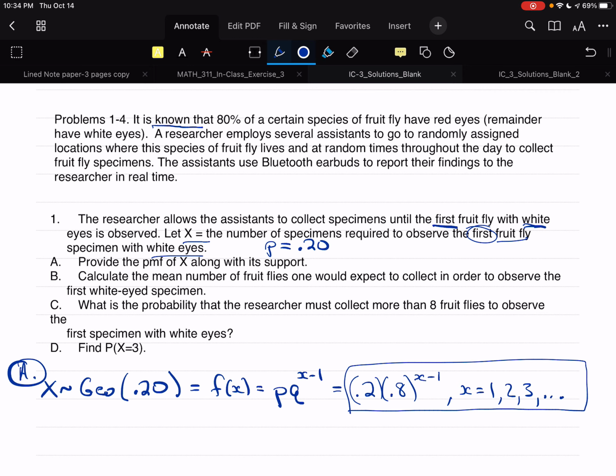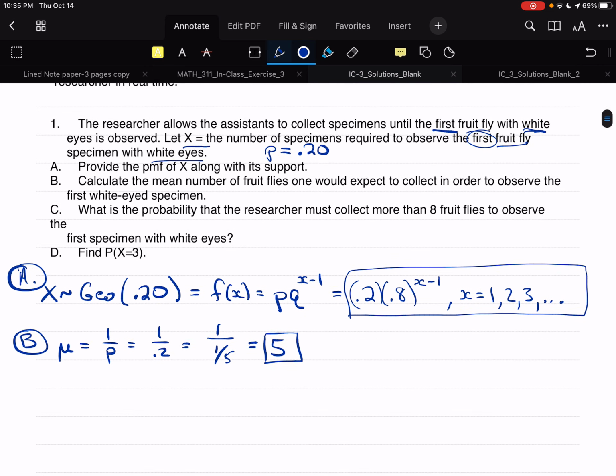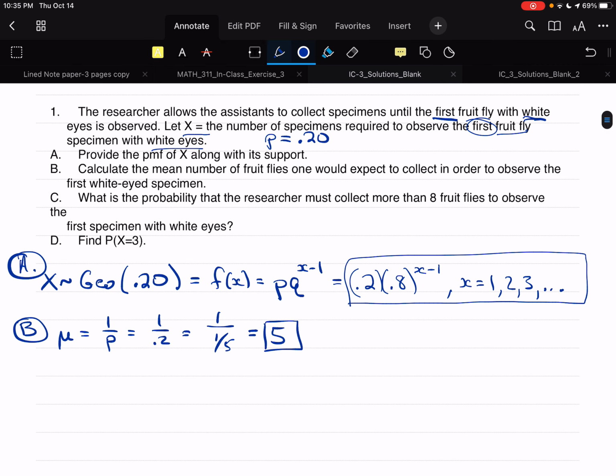B. Calculate the mean number of fruit flies one would expect to collect in order to observe the first white-eyed specimen. So we're asking for the mean, and for the geometric distribution, the mean, mu, is 1 divided by p, which is 1 divided by 0.2, and 0.2 is 1/5, so this is 1 over 1/5, so this is equal to 5. We would expect if we repeated the experiment over and over a large number of times, that we would have to collect 5 fruit flies in order to get the first one that had white eyes. Okay. And 20% of 5 is 1.